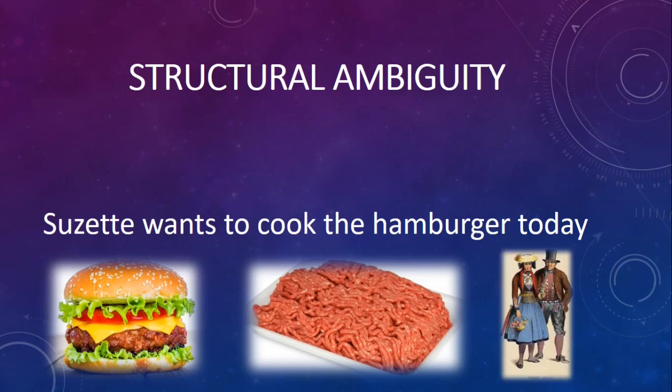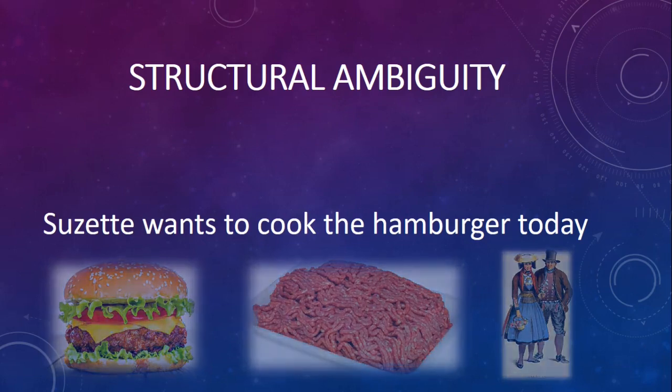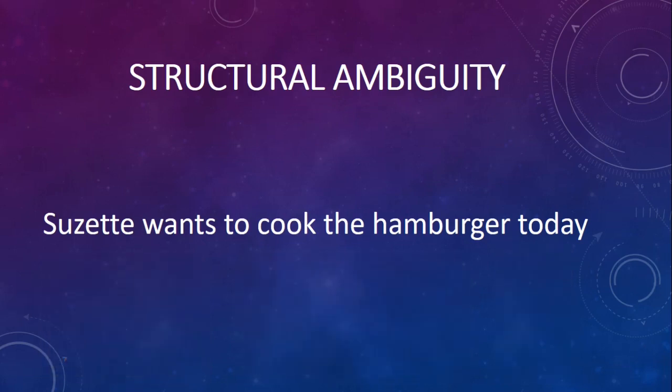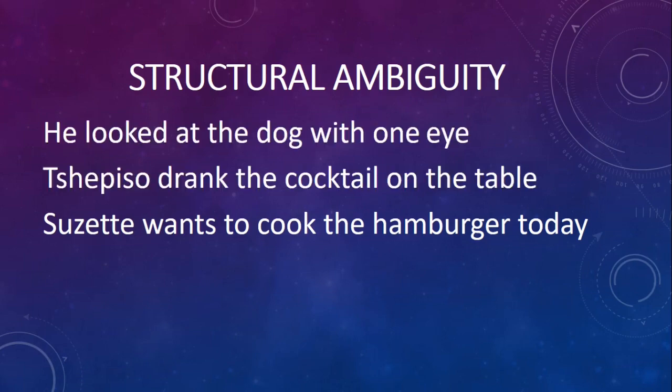In the United States, the word hamburger could also mean what we in South Africa would call mince, in which case Suzette would want to cook the mince meat today. There's also the possibility that hamburgers are people from Hamburg, and that Suzette is in a cannibalistic mood and wants to cook some people today. These are all lexically ambiguous because they relate to the multiple meanings of one particular word, in this case hamburger. Structural ambiguity, however, refers to the structure of the sentence being slightly different in each case.